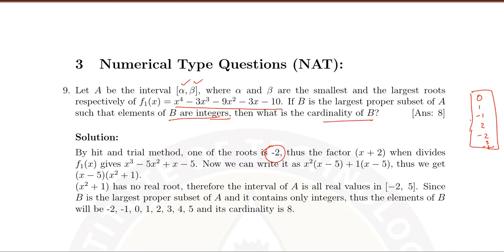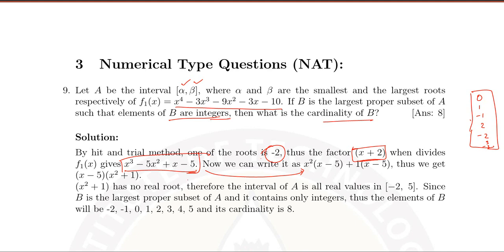So one of its factors is x plus 2, and when this polynomial f1 of x is divided by this factor x plus 2, we obtain the quotient x cube minus 5x square plus x minus 5. Now we can write this equation in order to factorize it, in this form, right?